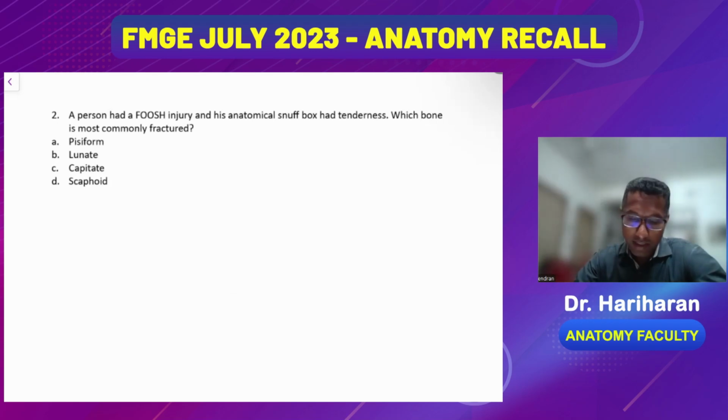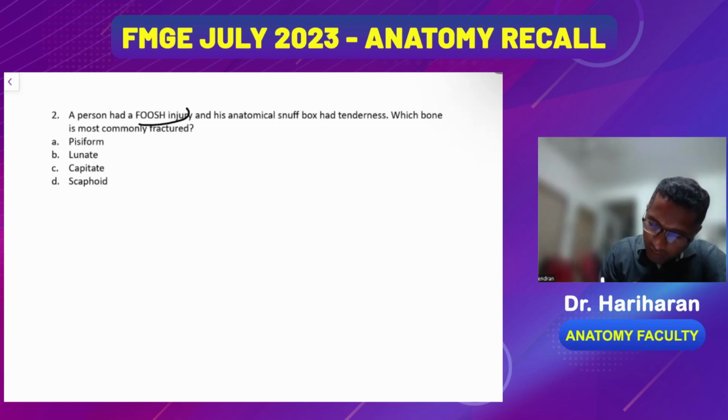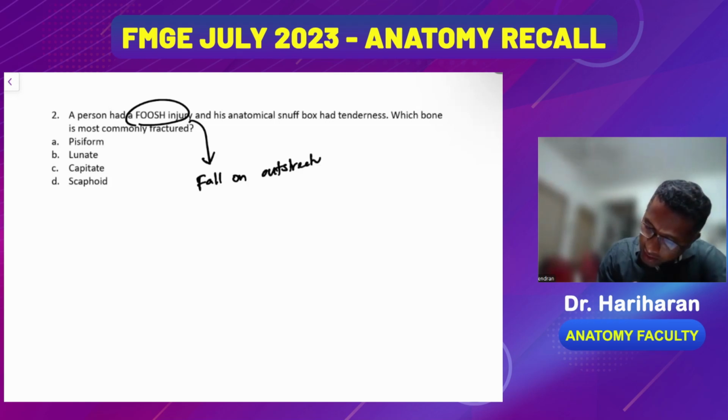In this question, a person had a FOOSH injury and has anatomical snuff box tenderness. What is the bone that is commonly involved? First of all, we'll analyze what this FOOSH injury is. FOOSH stands for fall on an outstretched hand.